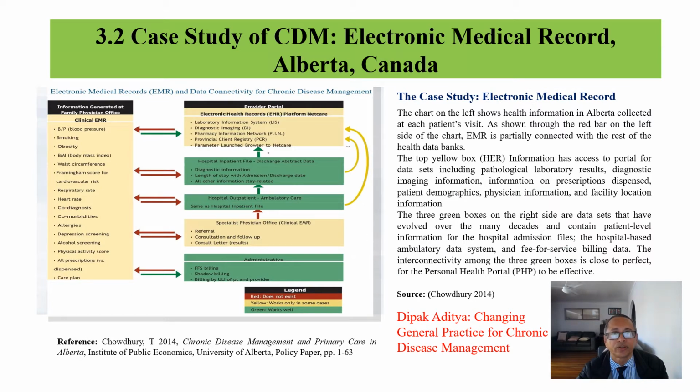Here is the electronic medical record system EMR of Alberta. There is a provider portal. Alberta collects patients' information in every visit. EMR is partially connected to the data bank. Pathological laboratory results, diagnostic imaging information, prescription information, patient demographics, and facility location are all stored. There are data from many decades in green boxes.